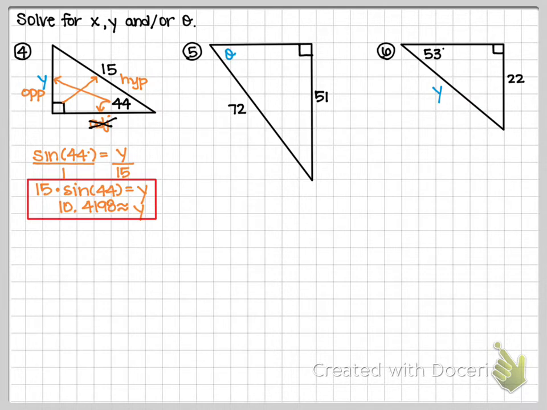So the y was a leg of the triangle, so we know it's going to have to be smaller than the hypotenuse, which it is. So it seems reasonable. All right, why don't you see if you can set up the ratio for question number 5, then come back and check it.